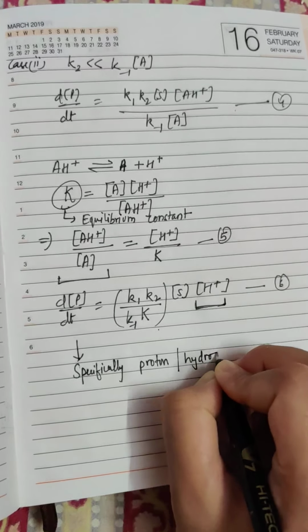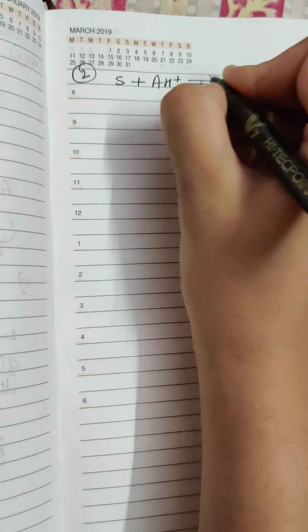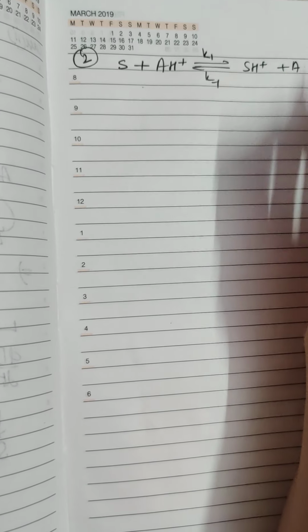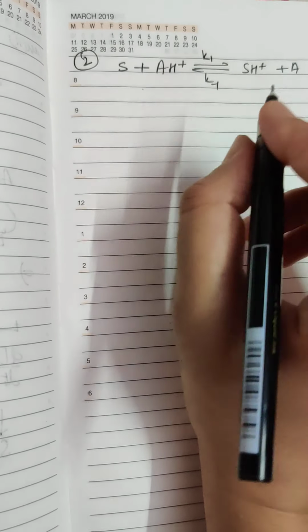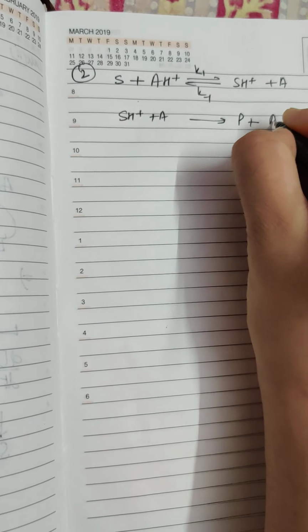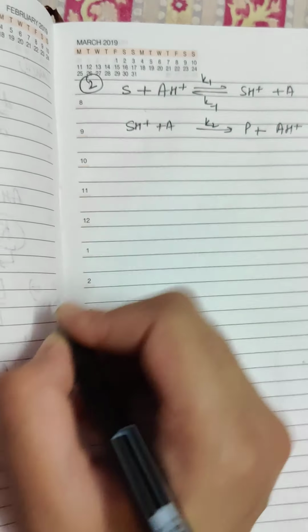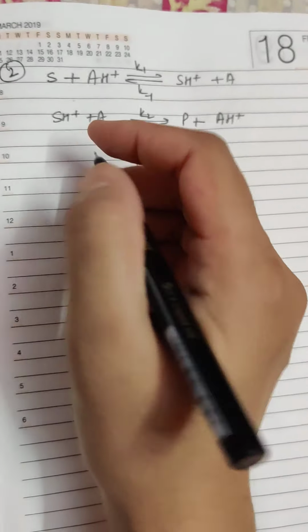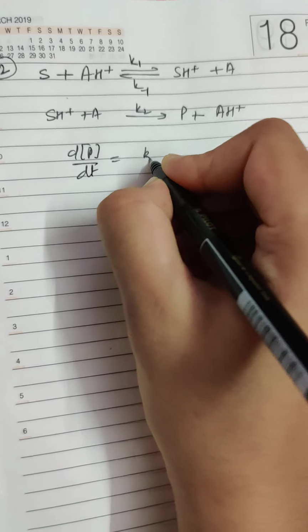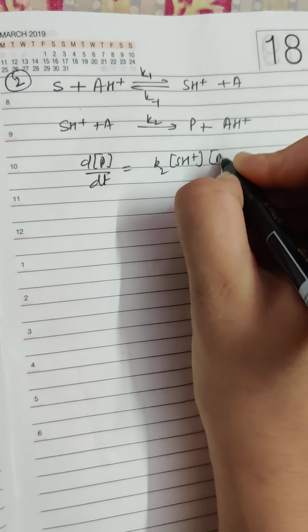Now comes the second mechanism. The second mechanism is slightly different. In this, the substrate reacts with your acid. The first step is similar. In this you are getting SH positive and your conjugate base. Now this further gives us product plus your acid back, with K2. So in this mechanism, if we have to write the rate of reaction, it will become K2 SH positive and A.